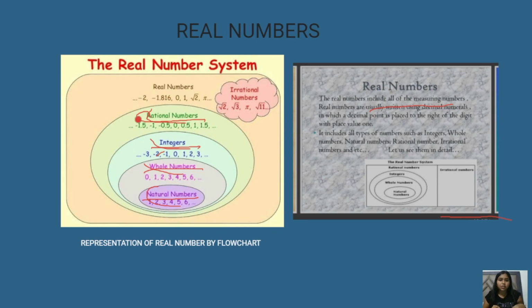The rational numbers include numbers which are generally in the p by q form. The integers are the numbers from minus infinity to plus infinity. Whole numbers are the numbers starting from 0, and the natural numbers are the numbers starting from 1. Irrational numbers are also numbers which we are here to study. So these are about the real number system. You can have a look at this flow chart, or you can draw it in your notebooks, so you can have a better understanding of the topic.